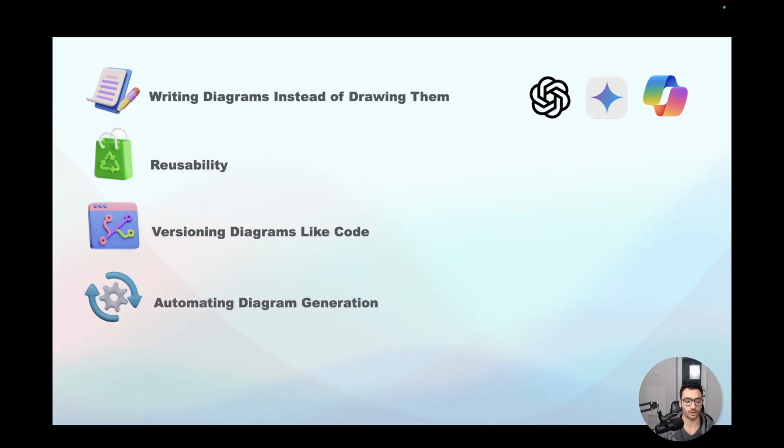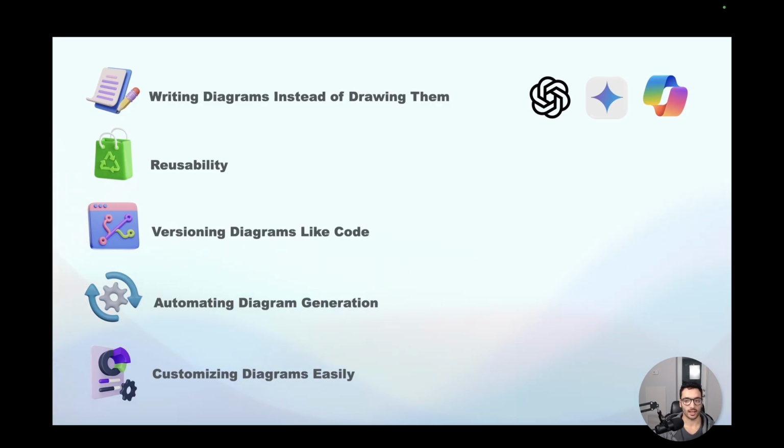Next is automating the diagram generation. Since we have code, we can add the diagram creation to the CI/CD pipeline, which means the diagram will always be up to date, which eliminates manual work and reduces errors. And we have customizing the diagram easily, so it's very simple to tweak diagram styles and elements to match any preferences and project needs.